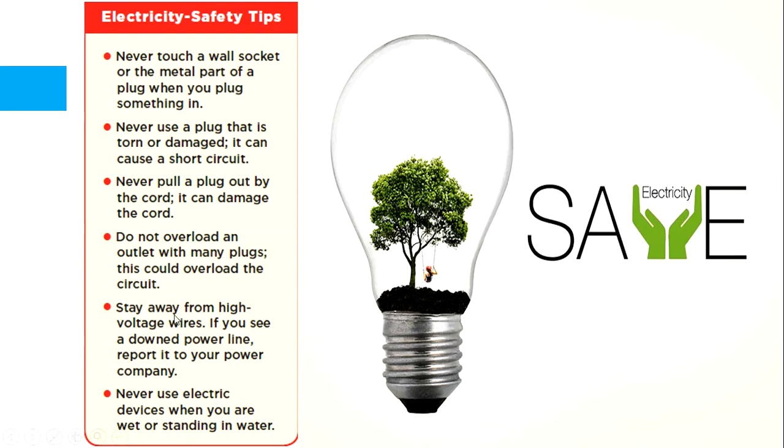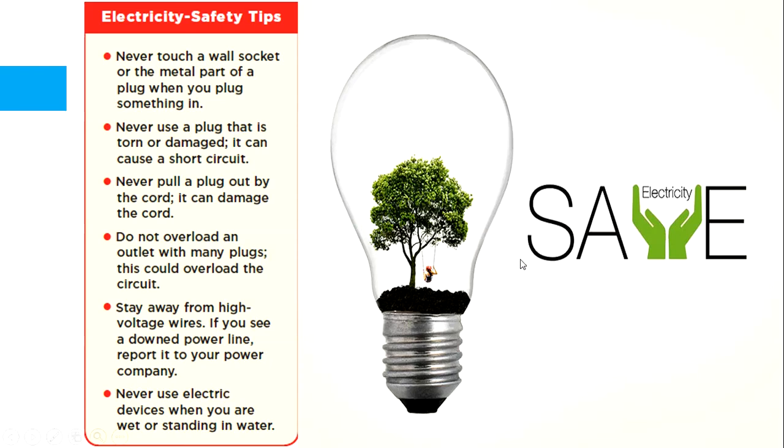Stay away from high voltage wires. If you see a damaged power line, report it to your power company. Do not ever play with those wires, because there is high voltage in them, so you should stay away from them. Never use electric devices when you are wet or standing in water. Again, water is a good conductor of electricity, so if you are wet, do not touch bare electric wires.